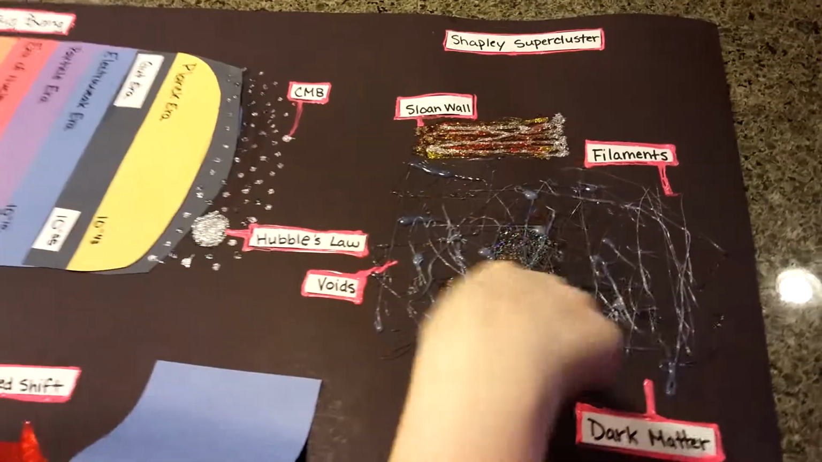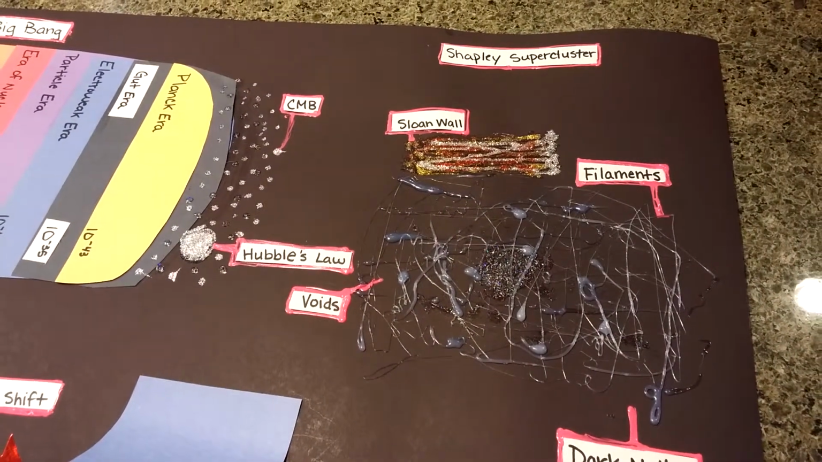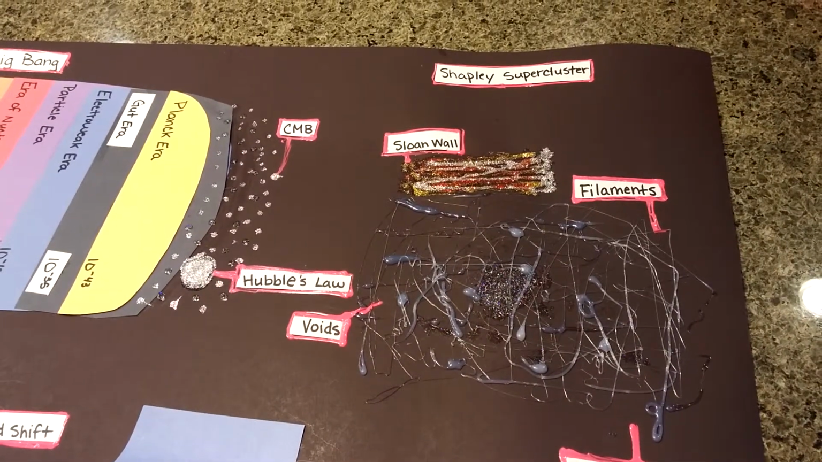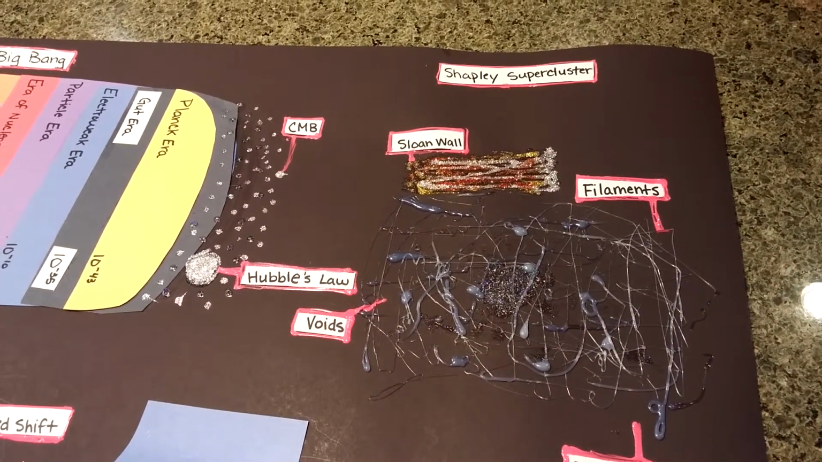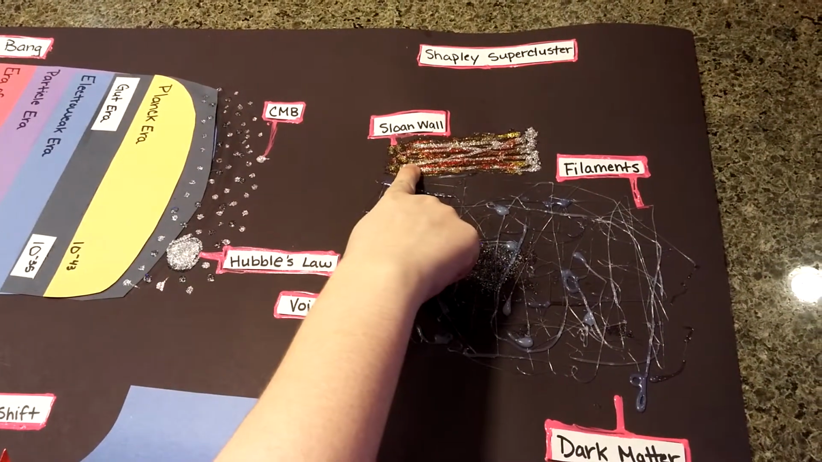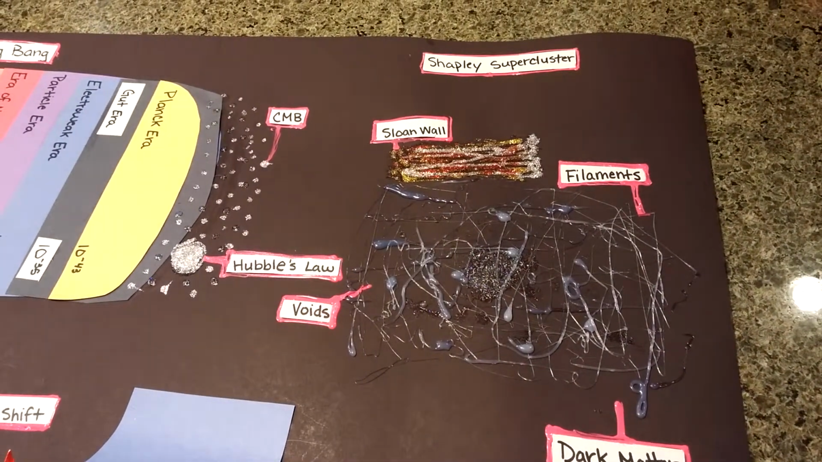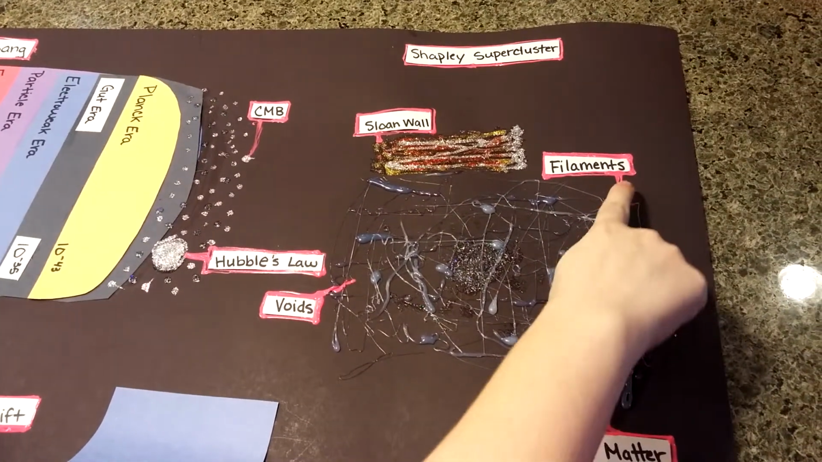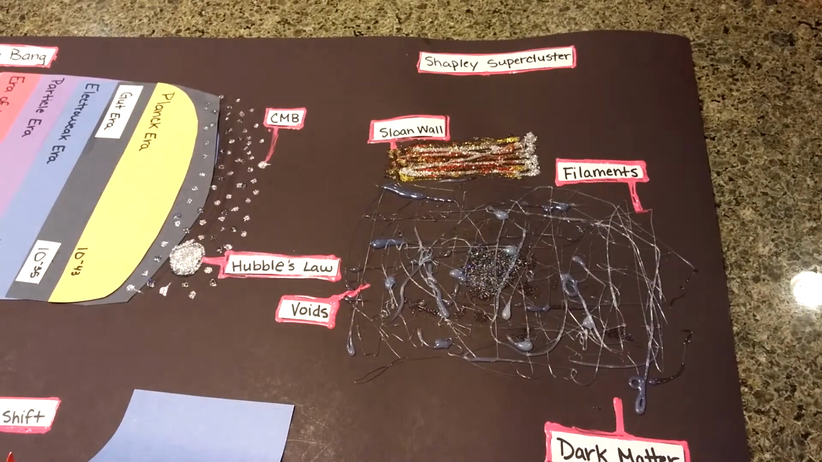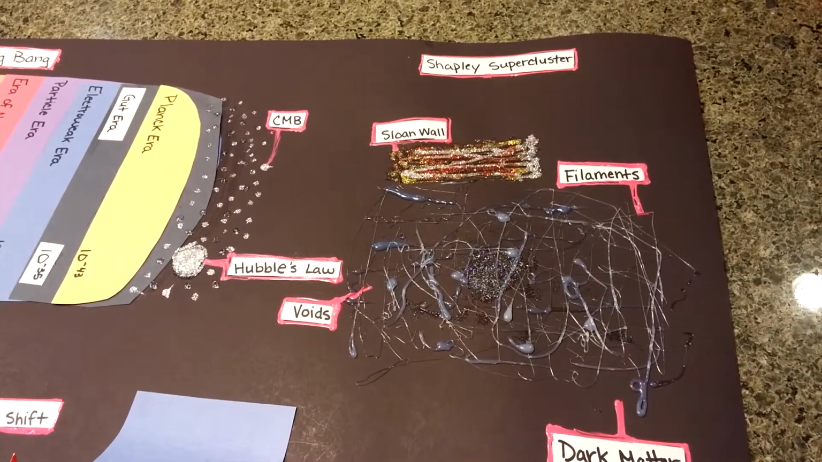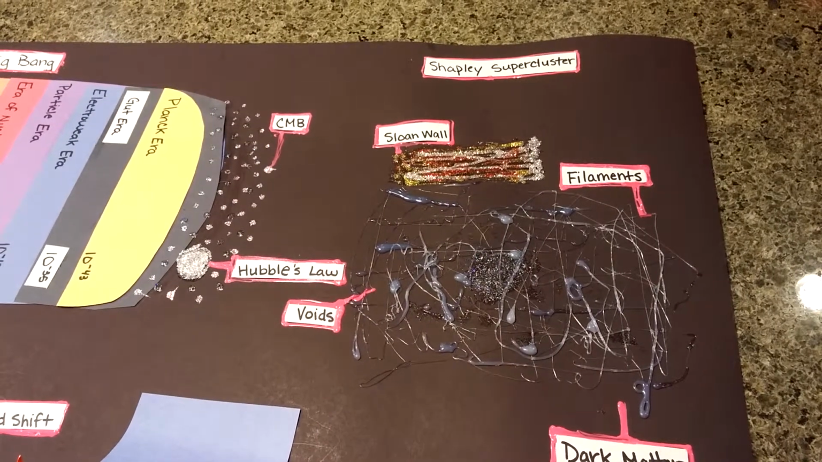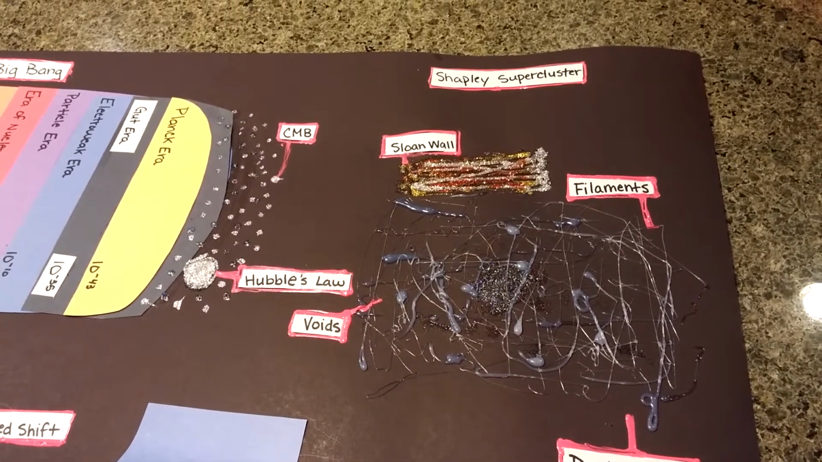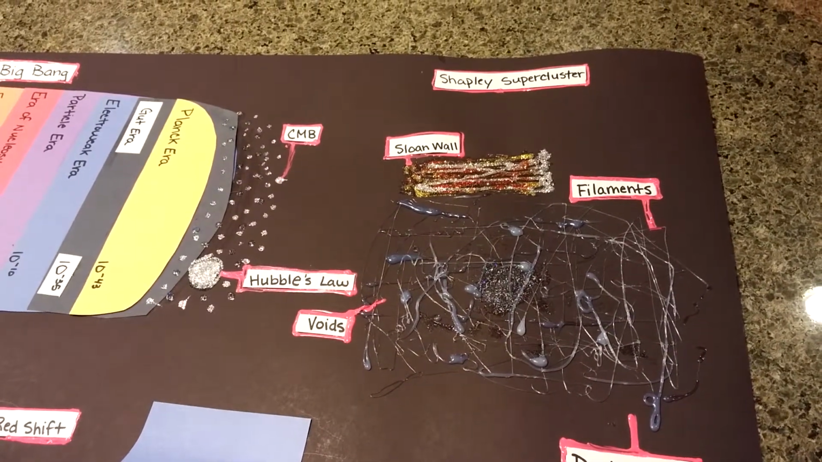And then here's the Shapley supercluster. And the Shapley supercluster is the largest concentration of galaxies in our nearby universe that forms a gravitational force that pulls itself together rather than apart. And right here's the Sloan Wall. And the Sloan Wall is a cosmic structure formed by a giant wall of galaxies, or a galaxy filament. And then filaments are like the lines. Filaments are among the largest known structures in the universe. They are massive thread-like formations that form the boundaries between large voids in the universe. Filaments are typically 163 to 261 million light years away.